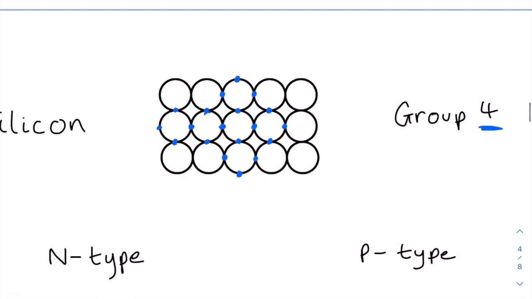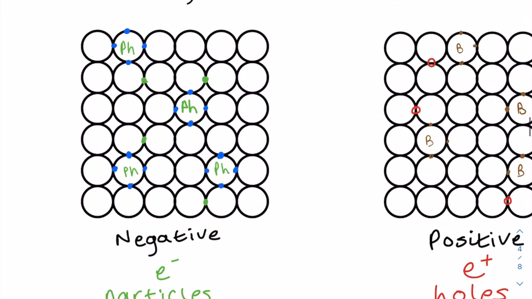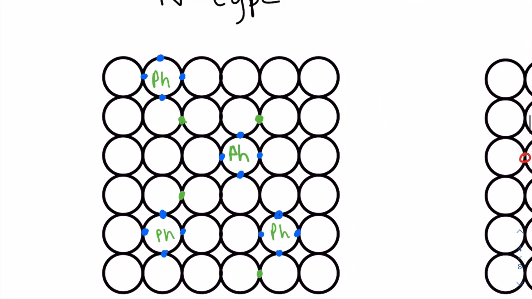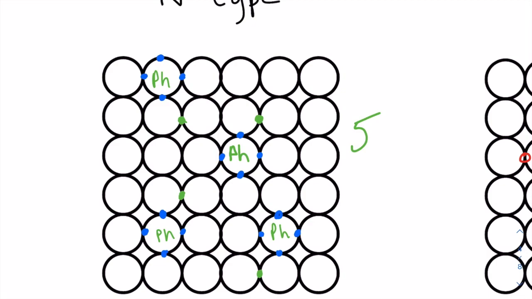Well, there's two different types of semiconductors. There's N-type and there's P-type, and they are both made by a process called doping. So N-type, or negative type semiconductors, are doped with atoms that have one extra electron, as you can see here, where silicon is typically doped with phosphorus, which is a group 5 element.